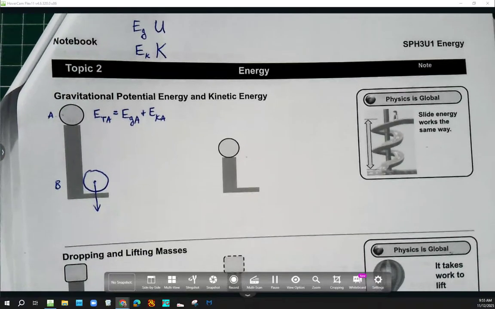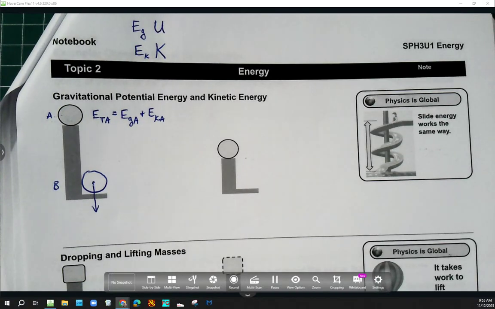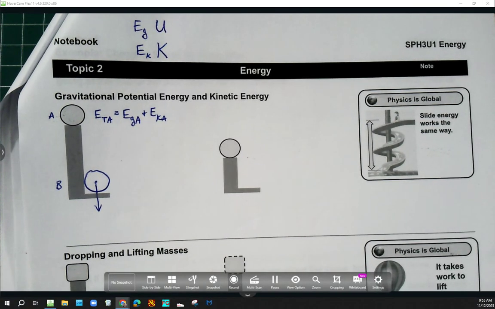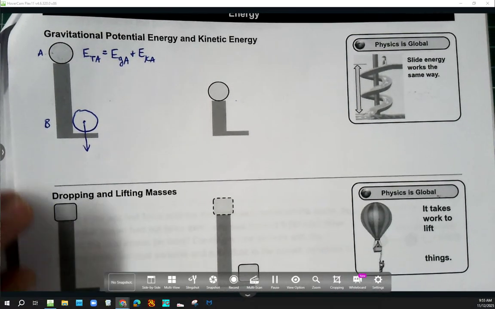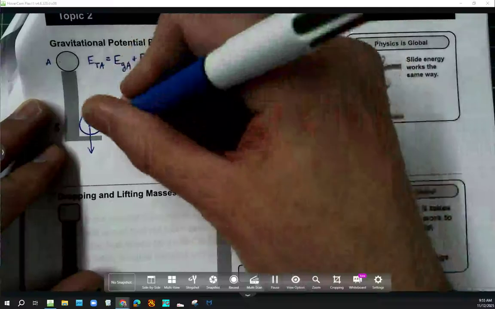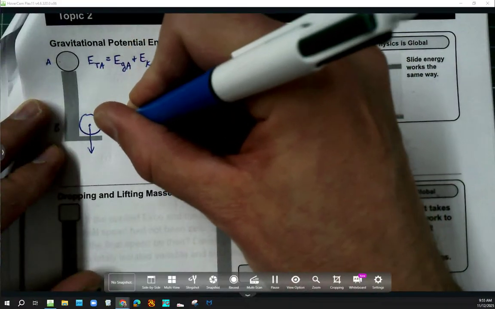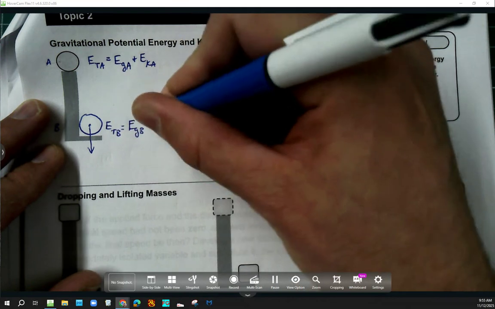Physics is a global endeavor, right? So we kind of need to know that there are different accents to how people communicate. That's an accent difference. It's not a language difference, really, okay? All right, so as I look at this E total, E_GA plus E_KA, when it hits the ground, there's going to be E total at position B, and I'd write that as E_GB plus E_KB.